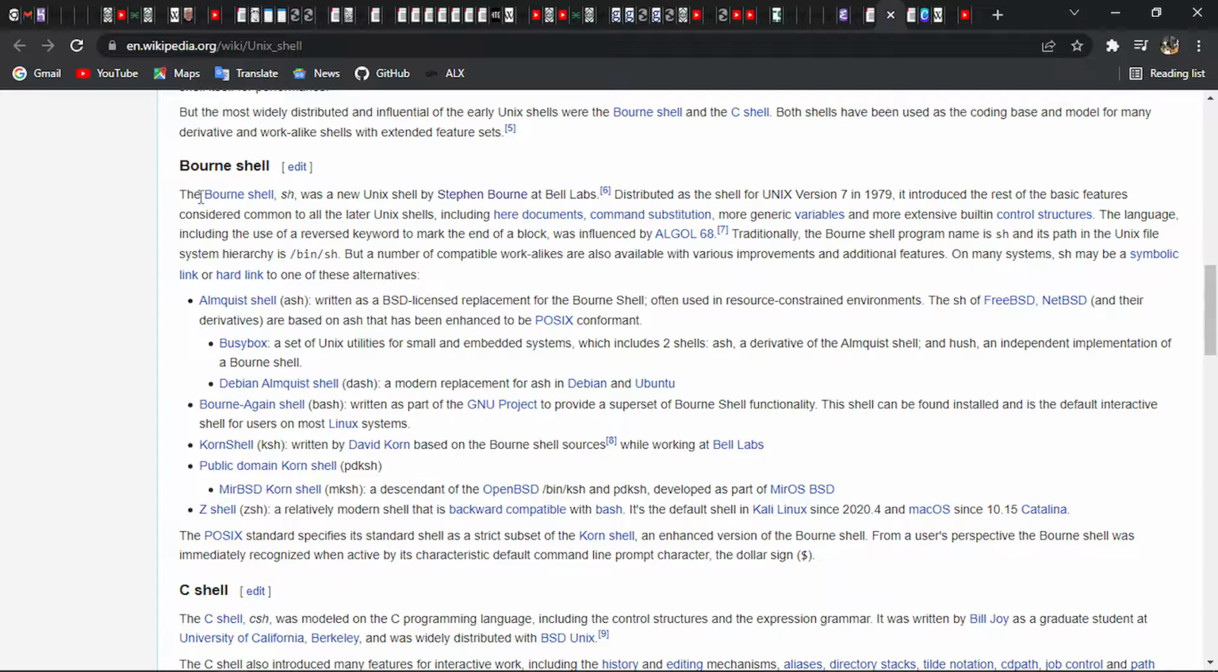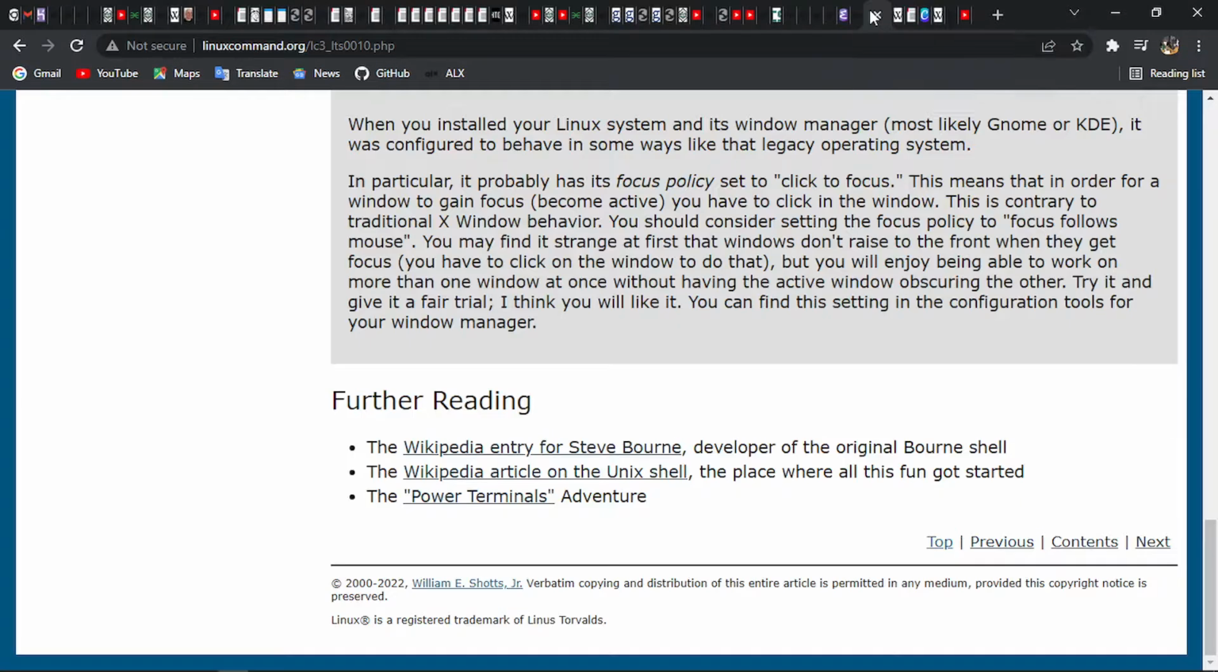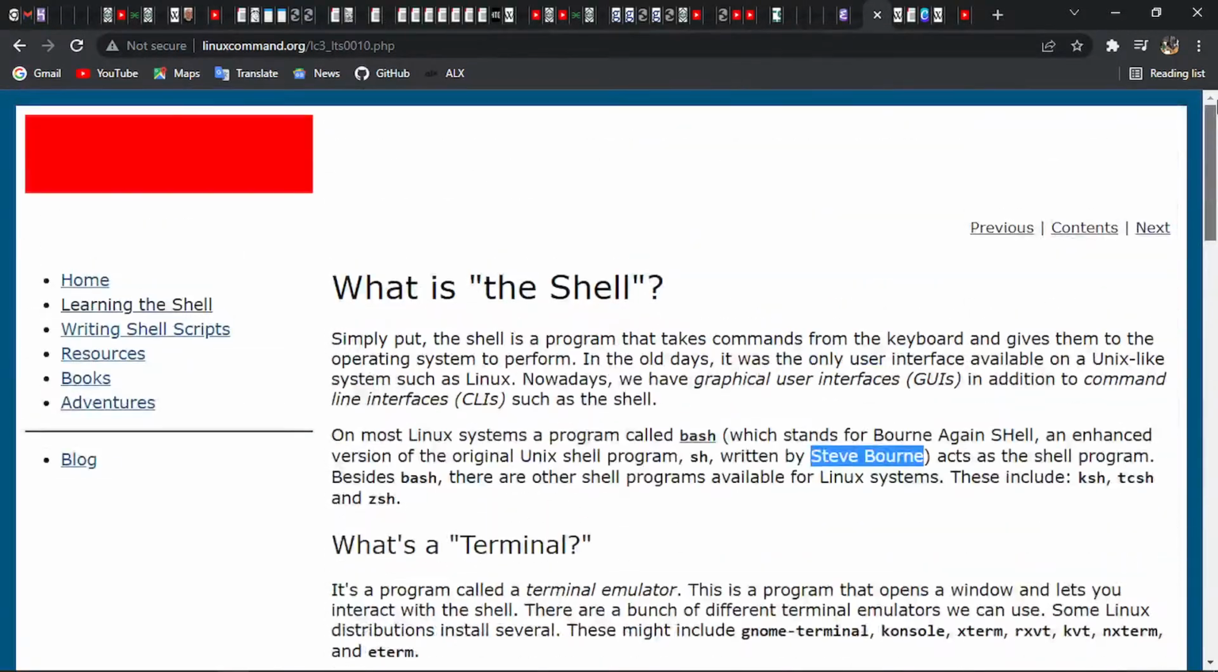So the advanced version of the Bourne shell is called Bash. Bash stands for Bourne Again SHell, as you can see here. As I said, it's derived from the original version, which was the Bourne shell, which took one part of the name from the inventor, right?